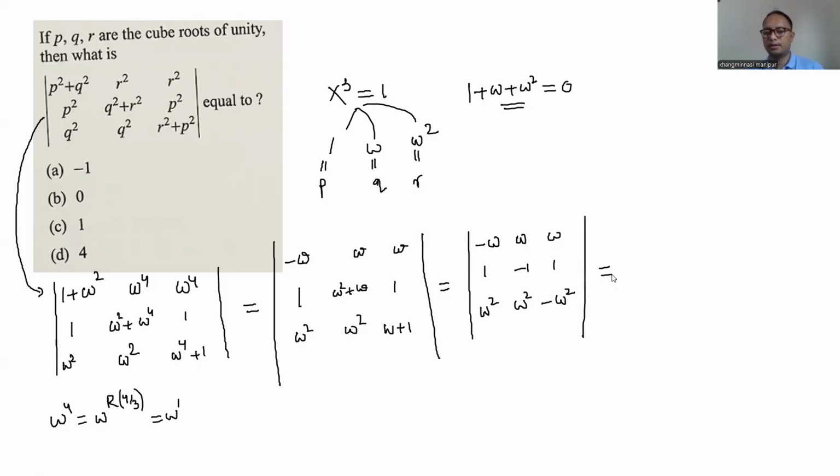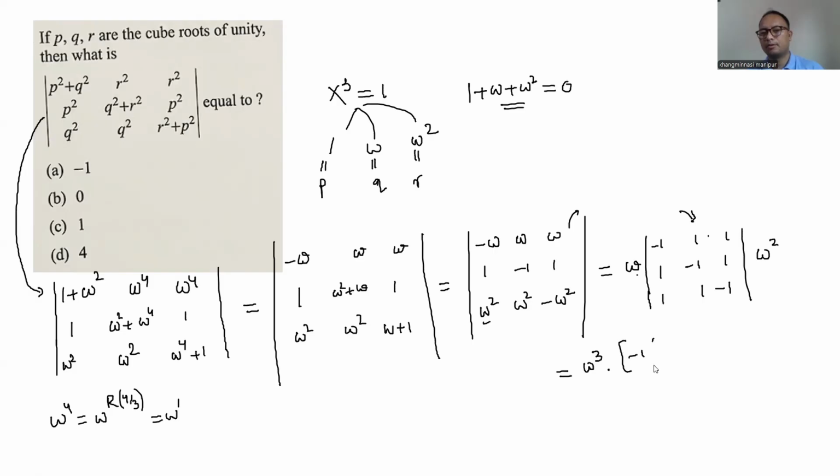Now for the determinant, the first row has omega common, so we take it out, leaving minus 1, 1 and 1. The third row has omega square common, so we take it out, leaving 1, 1 and minus 1. Omega times omega square gives omega cube. Then we expand the determinant.